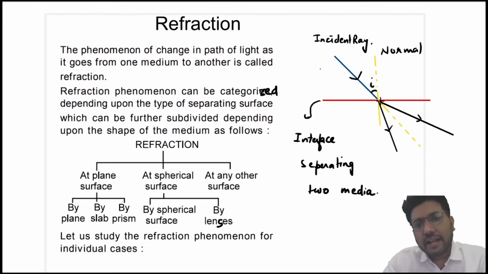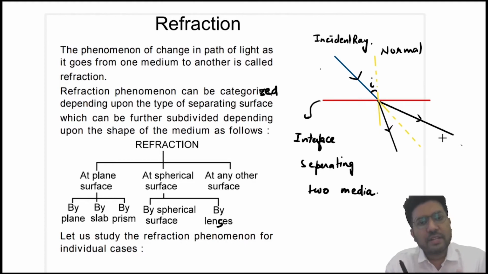Then the light ray does not follow its original path, but it bends. Light ray, what happens is it bends, right? It can bend either towards the normal or away from the normal, depending on the type of medium, which we will see. Where will it bend? So this phenomenon of bending of light is called refraction.